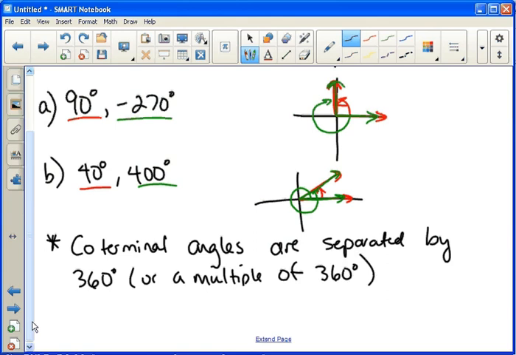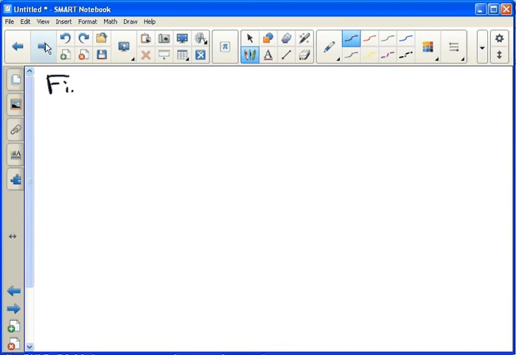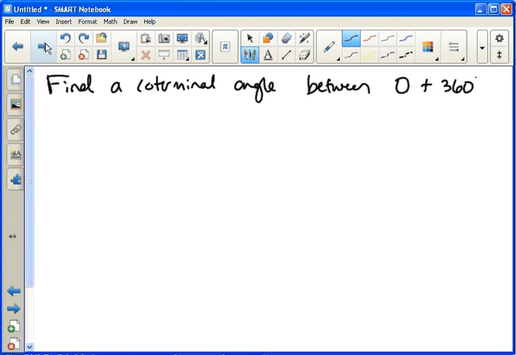So one thing they may ask you to do is they might give you an angle that's either negative or really high and ask you to find a coterminal angle that's between 0 and 360. So let's try that. Find a coterminal angle between 0 and 360 degrees. I'm doing my best to remember to put my degree signs, but I apologize if I forget. So let's look at two examples with that.